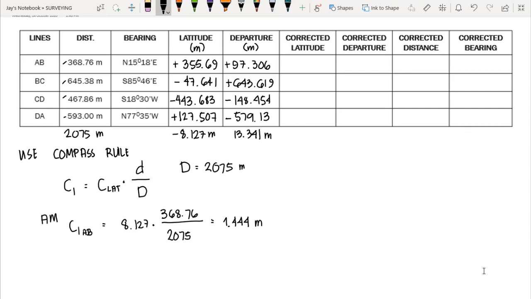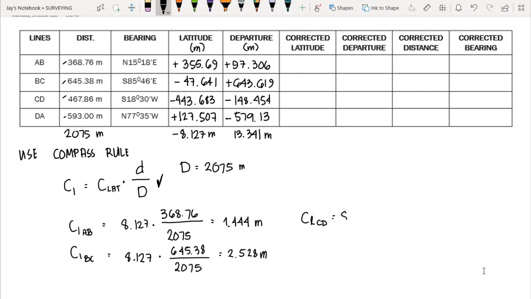Okay? Now, for the correction of the latitude BC, we will be following this equation again. We have the error of closure on the latitude, 8.127, times the distance 645.38, divided by 2,075. This gives us 2.528 meters.